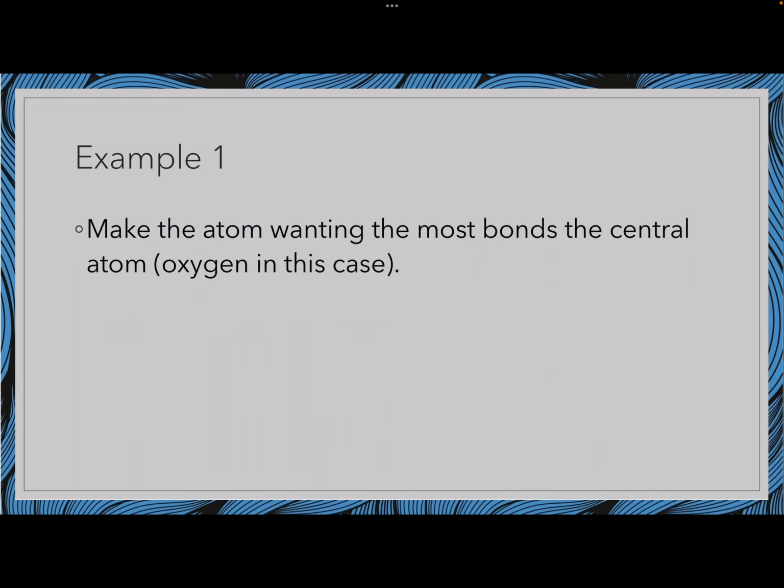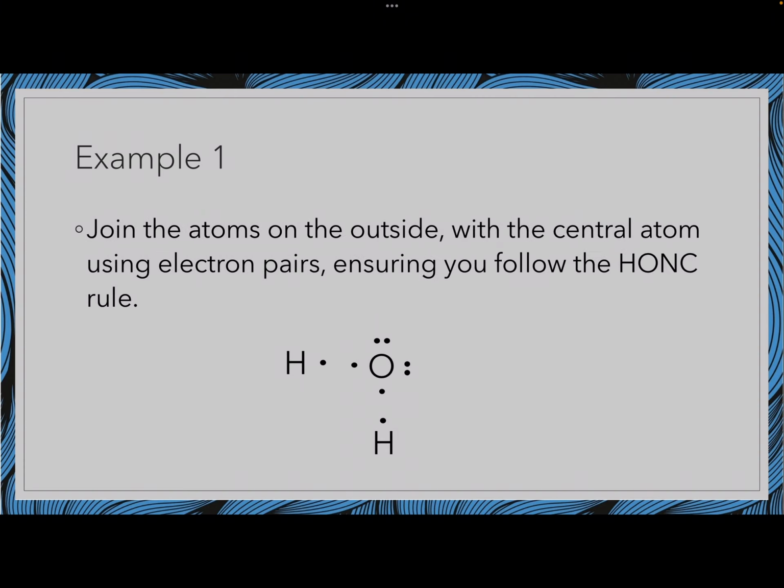Now, we make the atom wanting the most bonds the central atom, so in this case it's oxygen. So oxygen wanted 2, so we're going to put that in the middle. We're going to put the hydrogens near it like that. And then we're going to join the atoms on the outside with the central atom using electron pairs. So ensure you follow that HONK rule. So I'm going to do it like this. So we're going to bond those two. We're going to make them into covalent bonds like so. And so that's our structure of water.